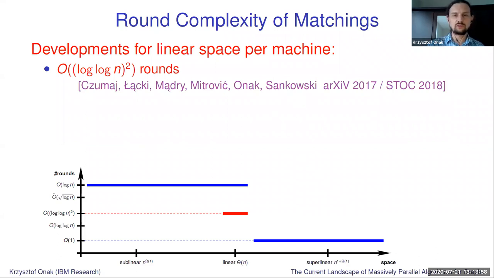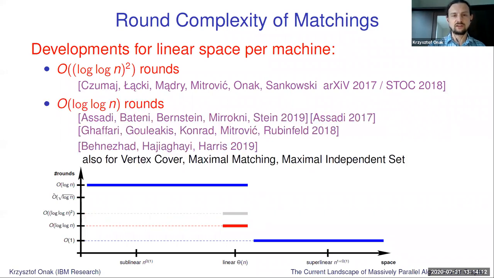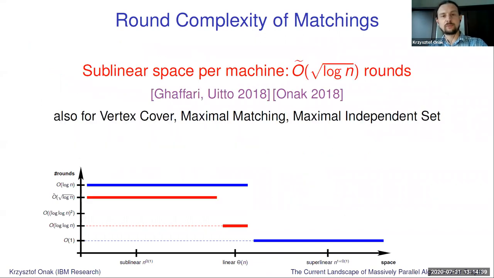First, we showed that in the near-linear memory regime it's possible to obtain log n squared round algorithms. Then there was quite a bit of follow-up, lots of papers that showed how to improve this complexity to log n. In particular, very recently, it was even shown how to get it for maximal matching, which seemed way more challenging than just getting a constant factor approximation. And what happens for sublinear space per machine? It was shown that the complexity can also be improved. We can get roughly square root of log n rounds for sublinear space. In particular, Ghaffari and Uitto showed that this applies to a wide range of problems.